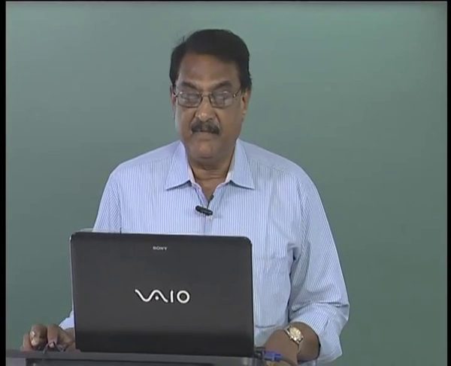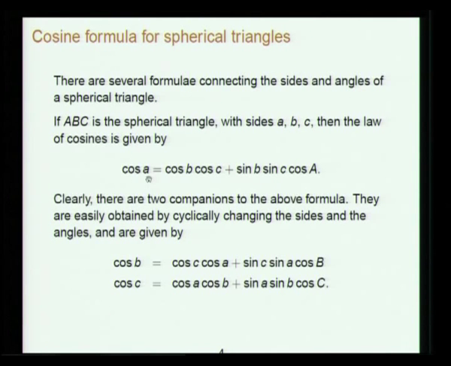Then there is a famous law called the law of cosines. Cos a is equal to cos b cos c plus sin b sin c cos A. And clearly there are two companions to the above formula, because of cyclic symmetry: A goes to B, B goes to C, C goes to A. So you will have two more relations like this, the cosine formula.